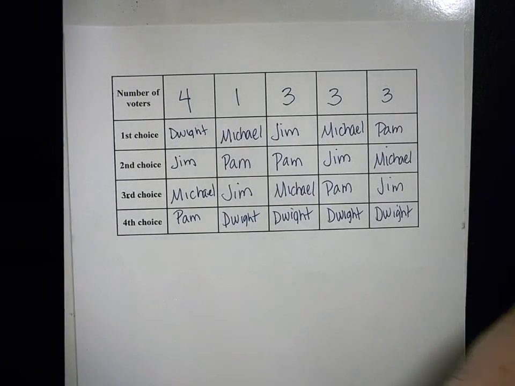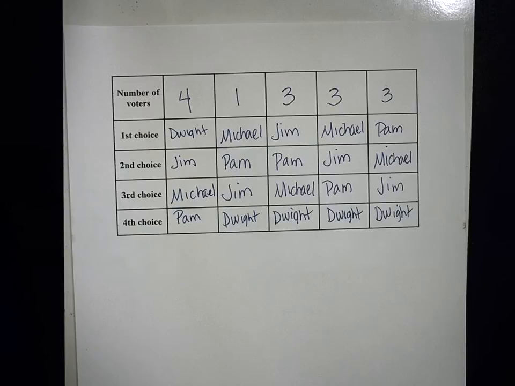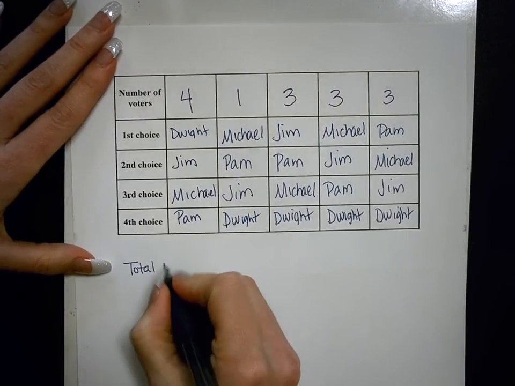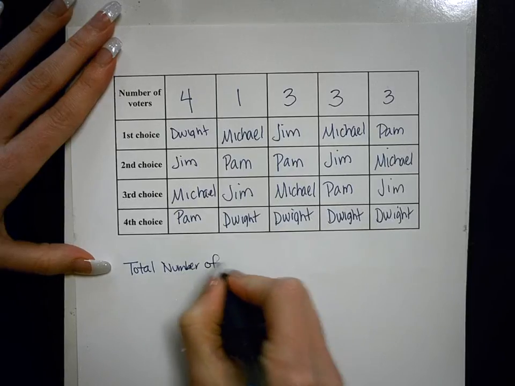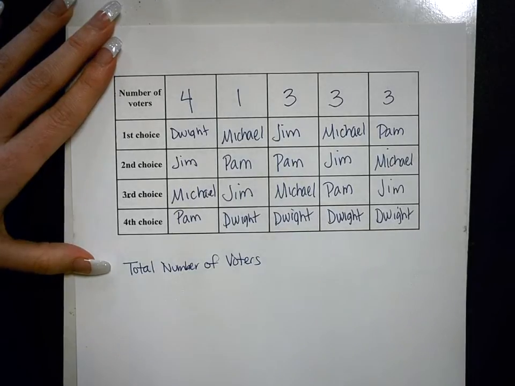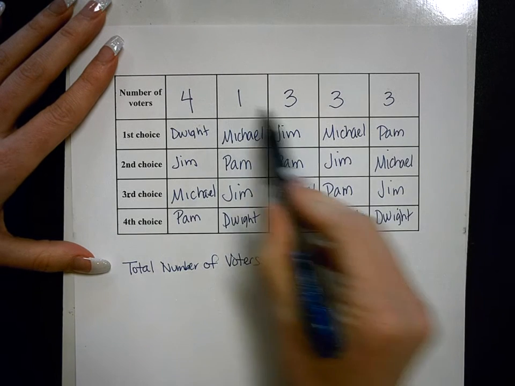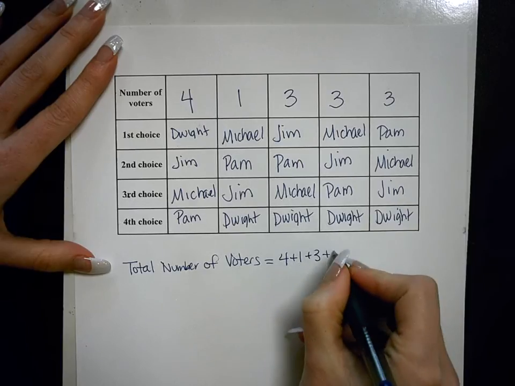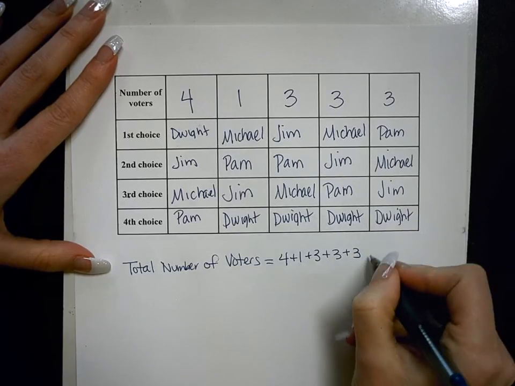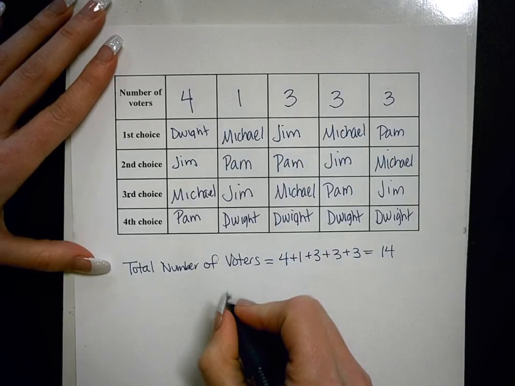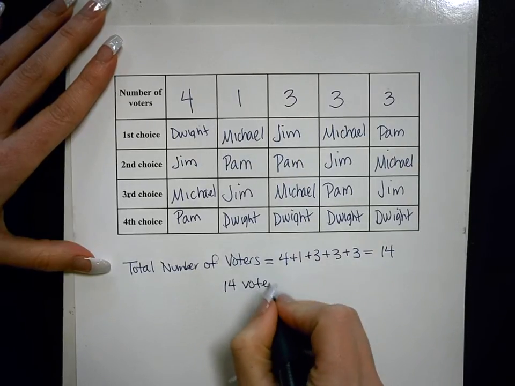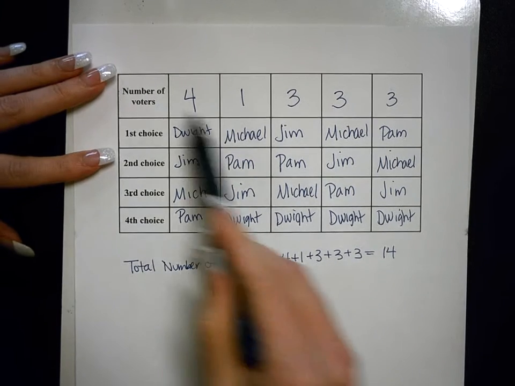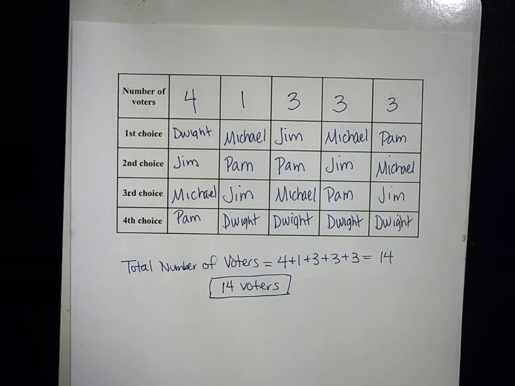So there's a couple different things that you can take from a preference schedule. The first is the total number of voters. How you determine that is just by adding up all of these numbers on top. So 4 plus 1 plus 3 plus 3 plus 3 equals 14, which means there's a total of 14 voters in this election. You will have to find the total number of voters in some of your problems. So you just add up all those numbers on top, and that will tell you the total number of voters.